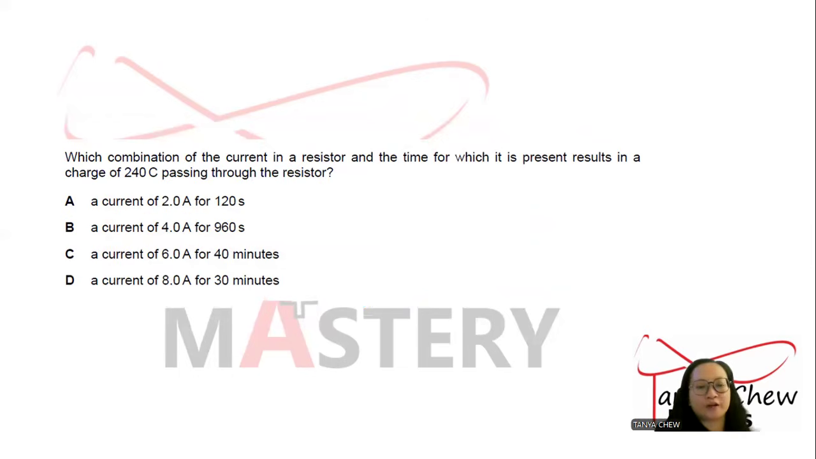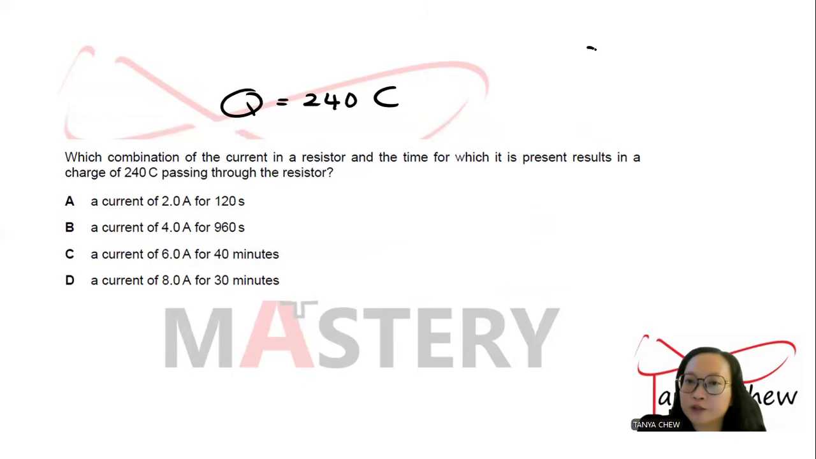Which combination of the current in the resistor and the time for which it is present results in a charge of 240 coulomb passing through the resistor? Now, I want my total charge to be equal to 240 coulomb. Remember how we calculate the charge? It is current multiplied by time. But time must be in second. Remember that. Let us look at the first one.